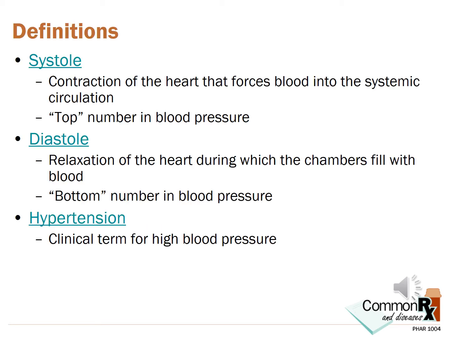As you know, when your blood pressure is read, you get two numbers, one number over another. The top number is the systolic blood pressure, or when the heart contracts and forces blood into the systemic circulation. This number is essentially a measure of the force generated by the squeeze of the heart. The bottom number is the diastolic blood pressure, or when the heart is relaxed and the chambers are full of blood. Hypertension is the clinical term for elevated blood pressure of either the bottom or the top numbers.